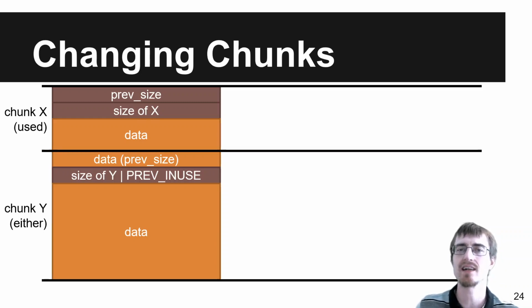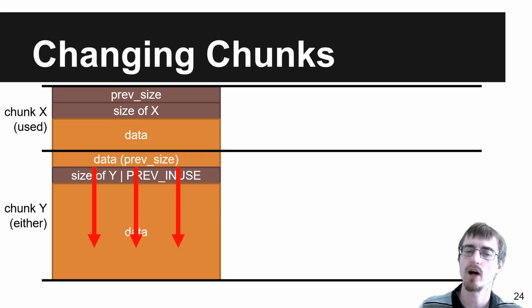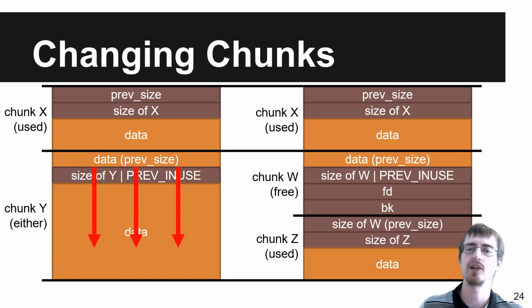Now I'm saying here, chunk Y can be either. It doesn't need to be specifically used or specifically free. This contradicts what I just said, right? Well, actually it doesn't. Because what we're going to do is create fake blocks, in which case it no longer matters. So we overflow past the end of the data, and we're going to overwrite chunk Y to create new chunks. So this is what it looks like afterwards.